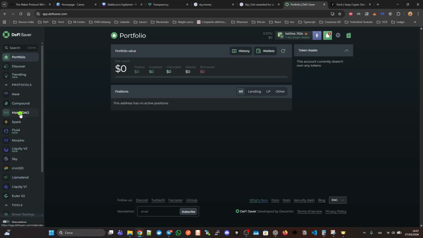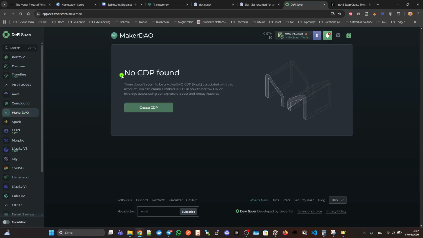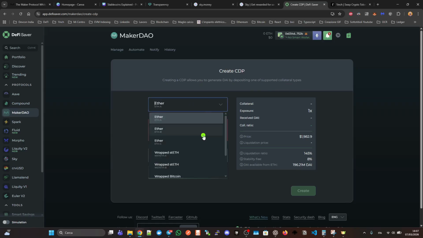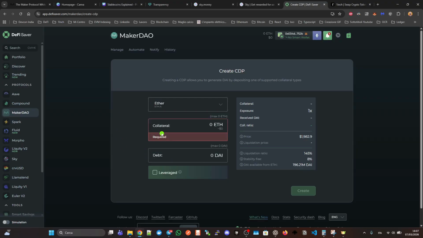So if you head over here to MakerDAO, you can create a new CDP position. As you can see here, it says that creating a CDP allows you to generate DAI by depositing one of the supported collateral types. So you can use a bunch of tokens here, Ether, these other tokens, Wrapped Bitcoin, whatever. I'm choosing Ether. In this case, remember that there is the collateralization ratio.